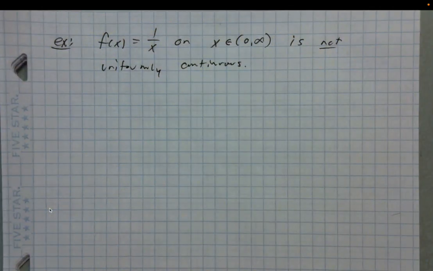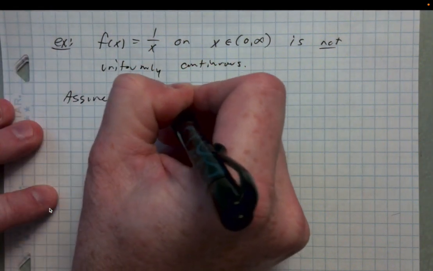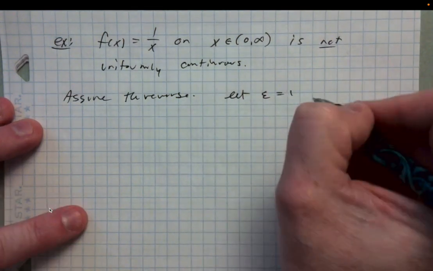So to show this, we can assume that it is uniformly continuous and derive a contradiction. Let's do that. Okay, so let's assume the reverse. And let's let an epsilon equal to 1 be given.